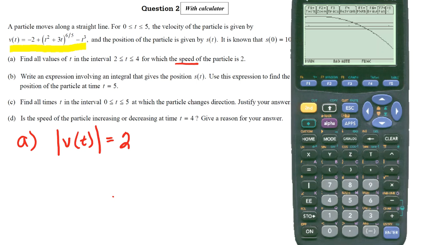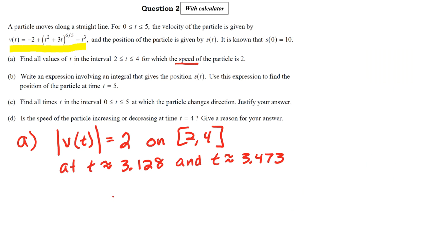So pause the video, do that for yourself, and then let's get them recorded. It's interesting to note here that we don't have any units either of distance or time. One thing we hadn't noticed here was we had an initial position, though, of 10. So let's remember that. That's going to come up at some point in the problem. All right, question B says write an expression involving an integral that gives position. Oh, here it is. This is where we're going to have to find the position.